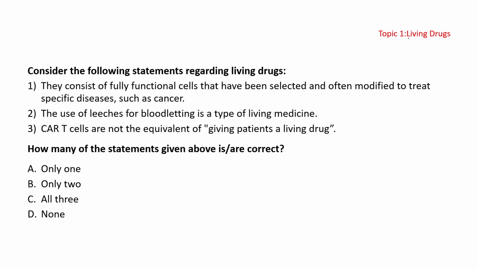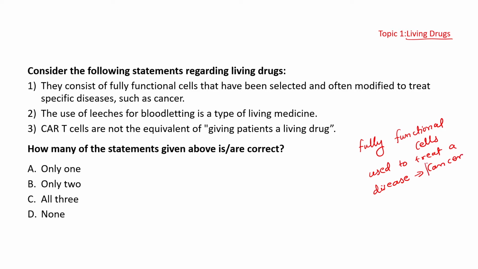So first is living drugs. What are basically living drugs? Living drugs are when fully functional cells are used to basically treat a disease. Most of the time the disease is cancer, not exclusively but most of the time. Research is also oriented towards cancer if you take into consideration.